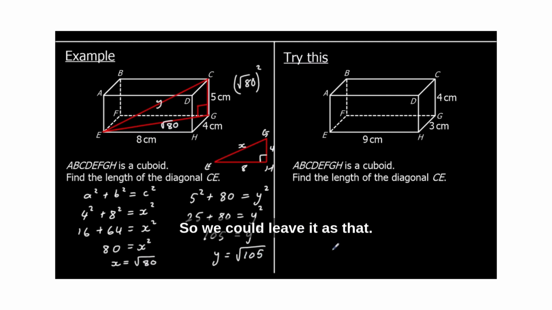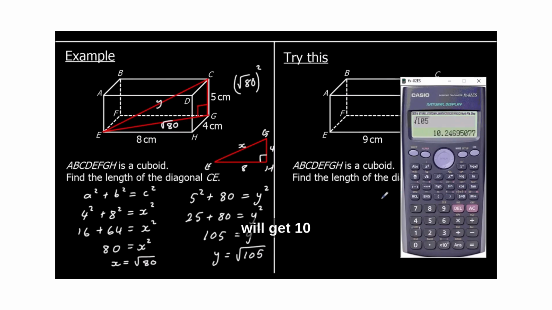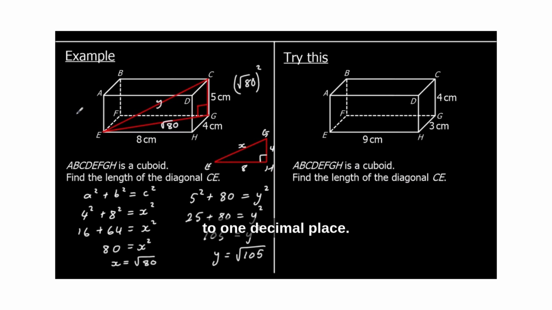So we could leave it as that, or if we wanted to type it into a calculator, square root 105, we will get 10.24695 and so on. So 10.2 centimeters to 1 decimal place.